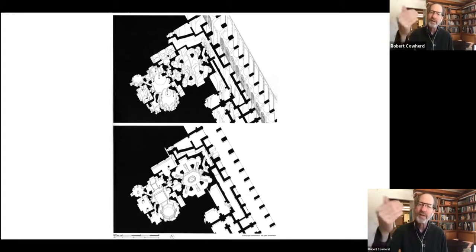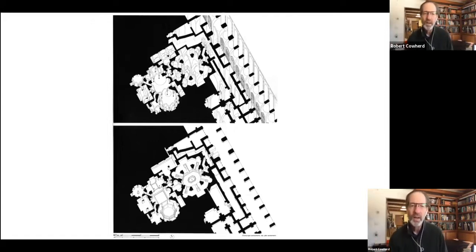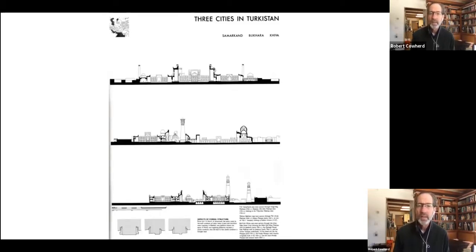And so we can project ourselves into these spaces and experience them through the architect's projection into what it must be like, or what it might be like to be in these spaces. This is, again, called a worm's eye view axon. And this goes on and on.